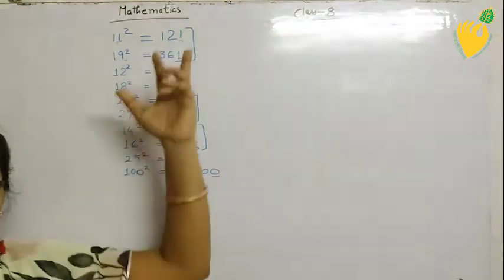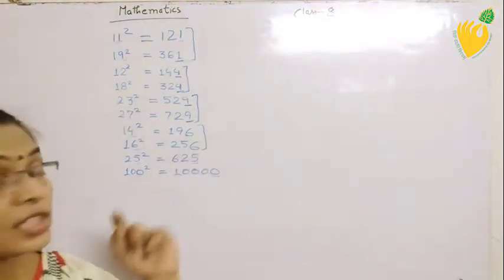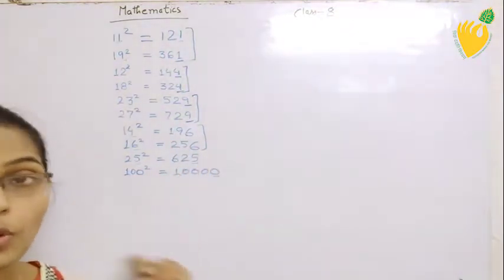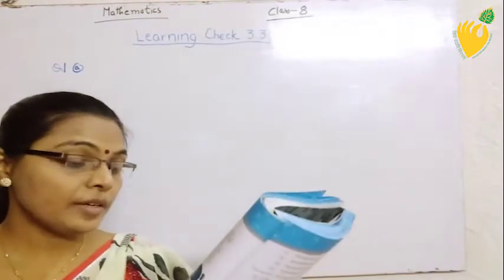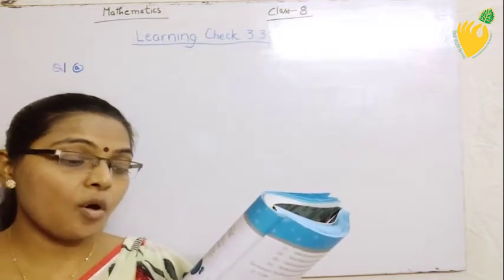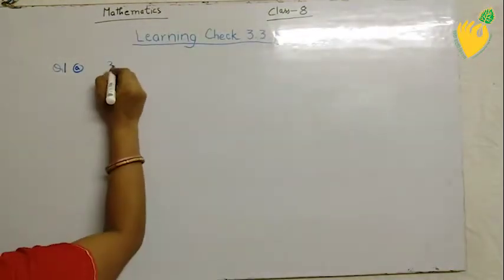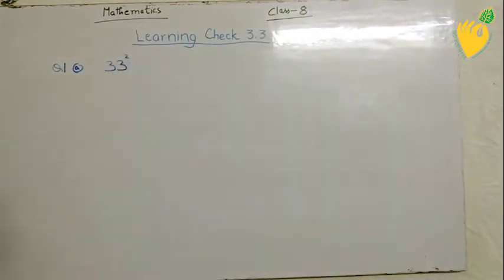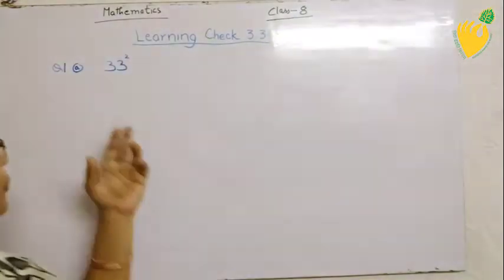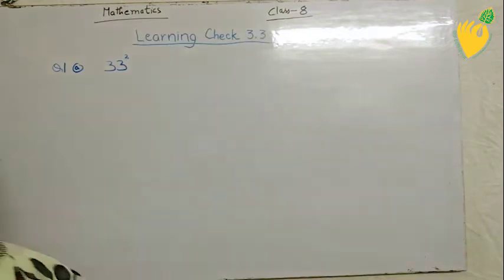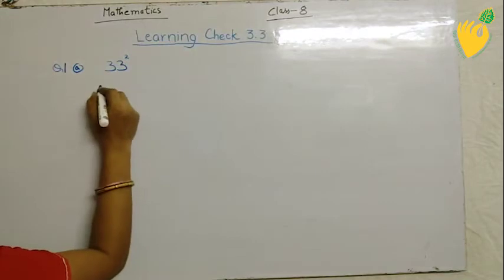So this is one of the very beautiful properties of the squares, and the first question of the Learning Check 3.3 is based on this property only. So let's see what that question is. Question number 1. Write down the digits of the following squares. Number 1 is 33 squared. You don't have to find the square of this 33, students. You only have to find what will be the unit digit of the square of 33. So you can easily say that it is 9.